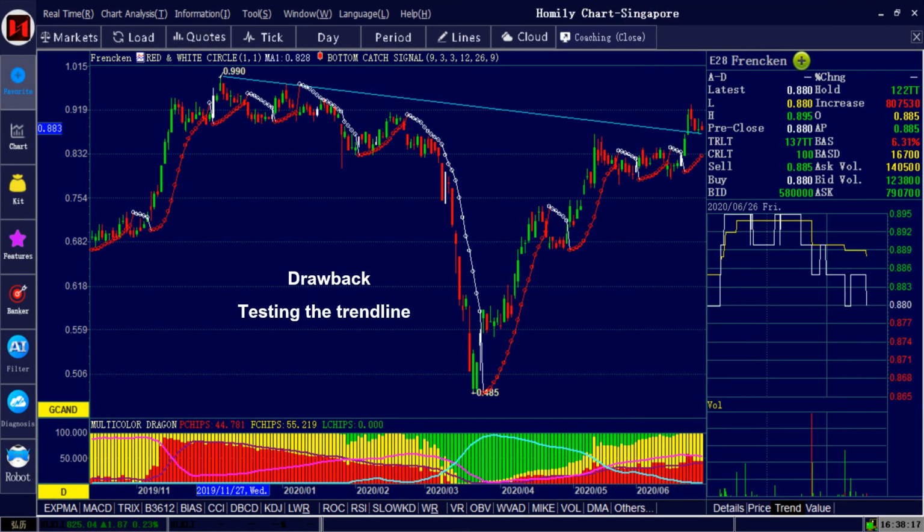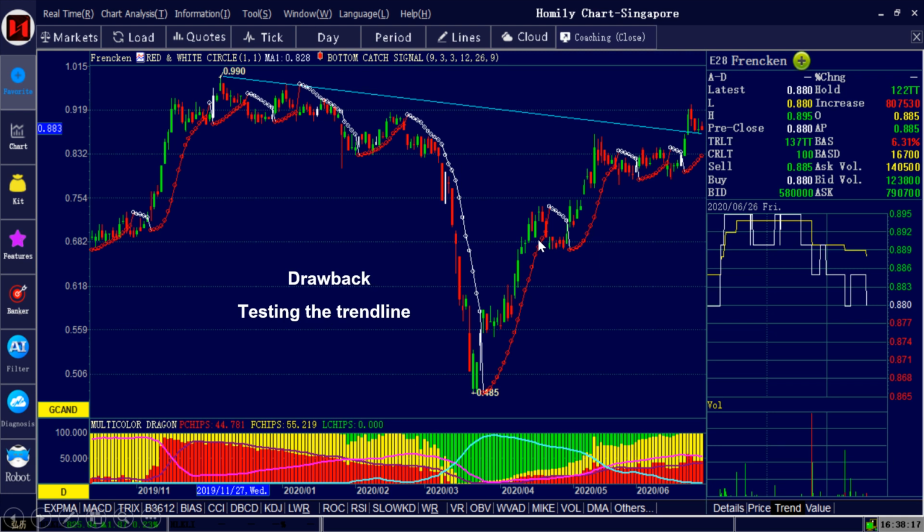And this Franken, I find it's a very good penetration of this downtrend line, this long green bar. But after this penetration, just 1 to 3 days, a drawback. So I think it's a testing of this support of the trend line. So still bullish, still got the opportunity.